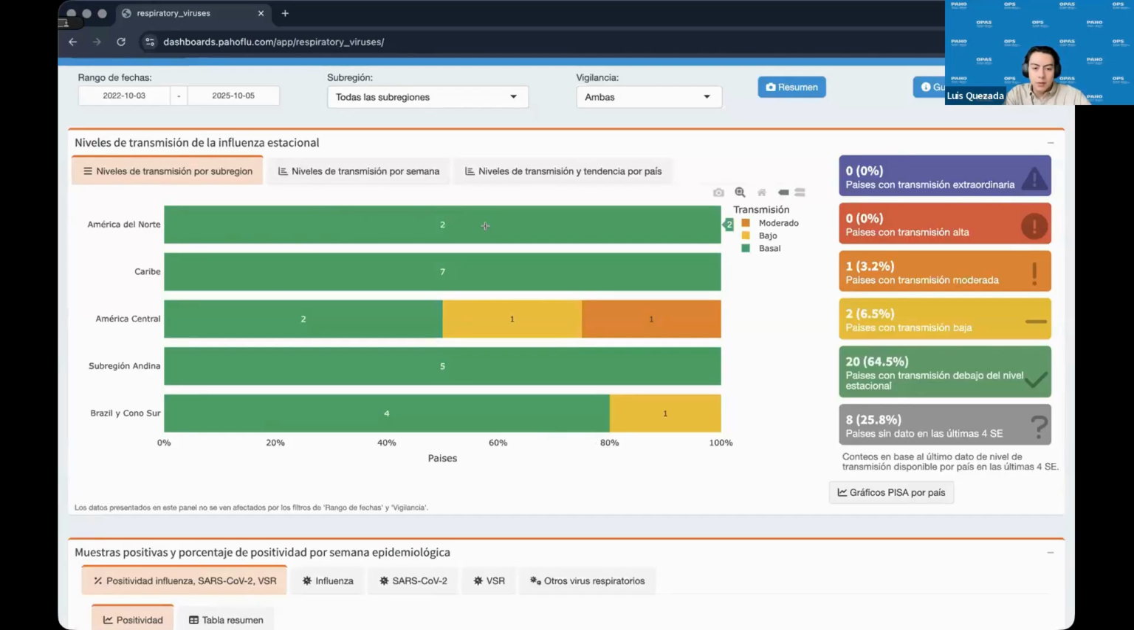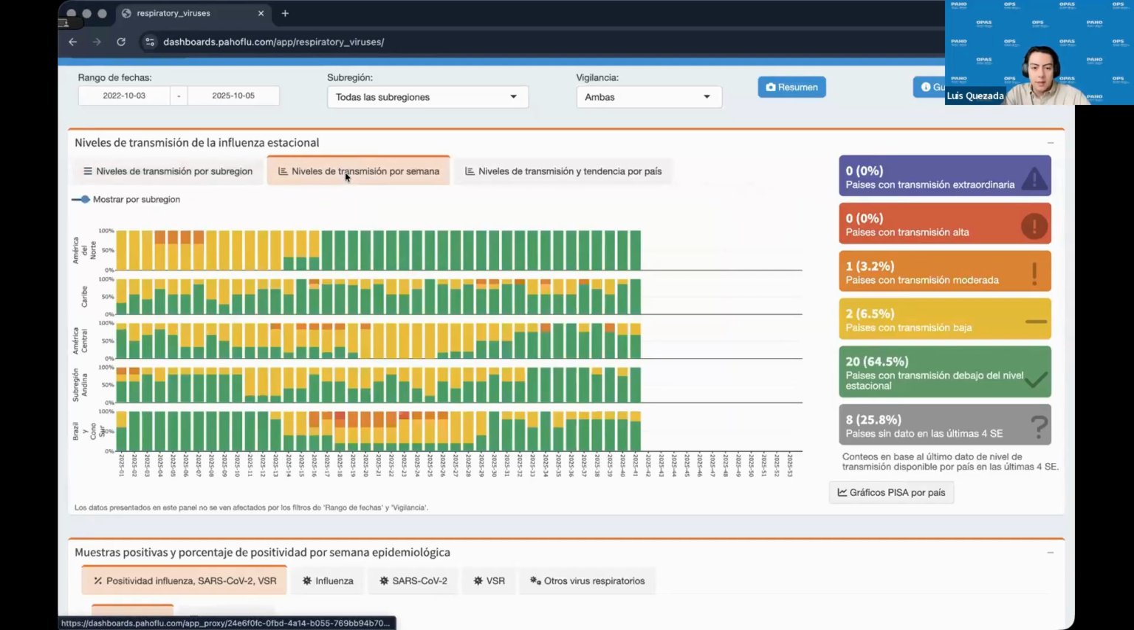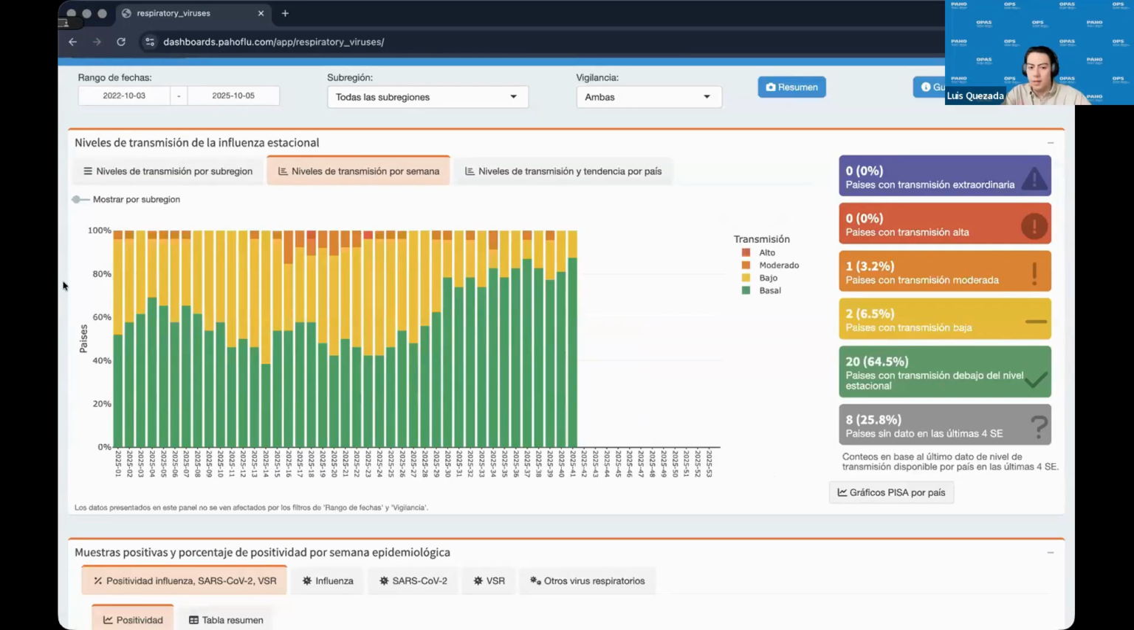This first visual shows that there is a count by country, and the person status to let us know in what regions we see the highest levels of flu transmission. There's also a visual that allows us to see this by epidemiological weeks for the current year. This allows us to very clearly monitor influenza by week, by subregion, and we can also do this regionally.